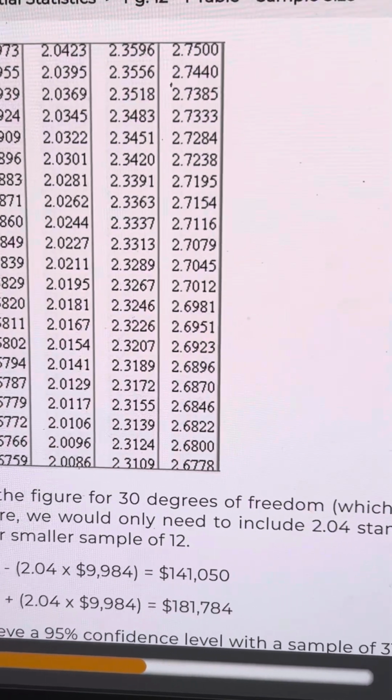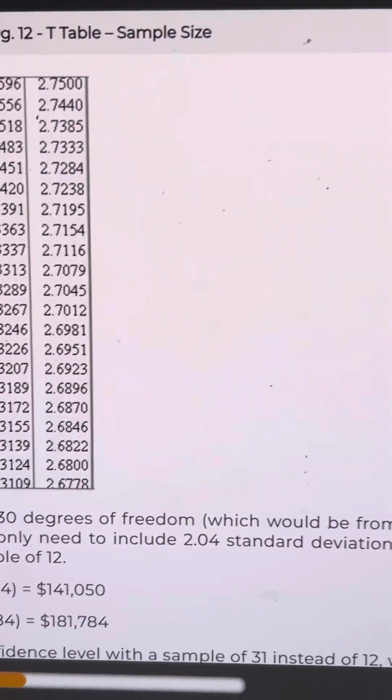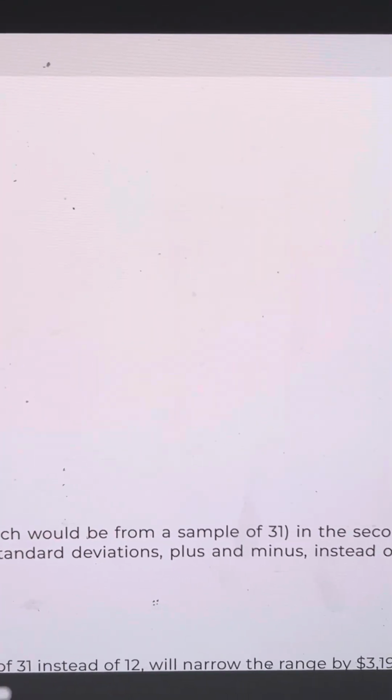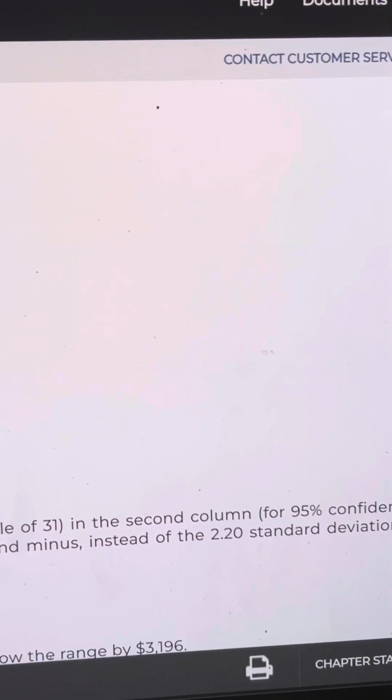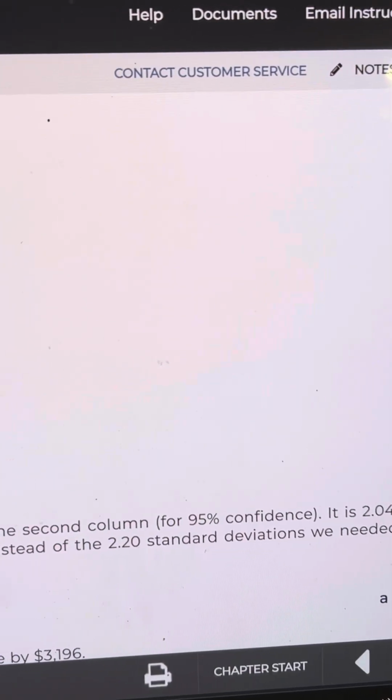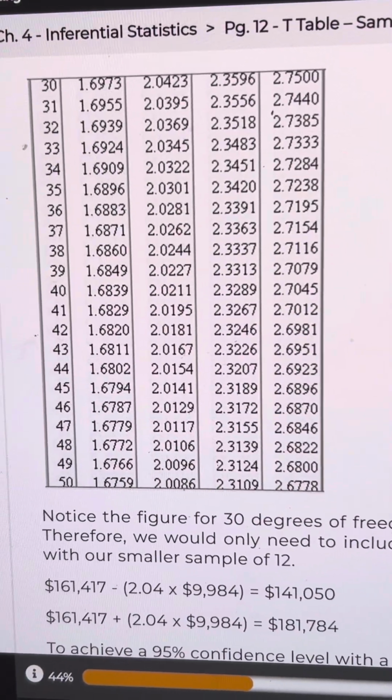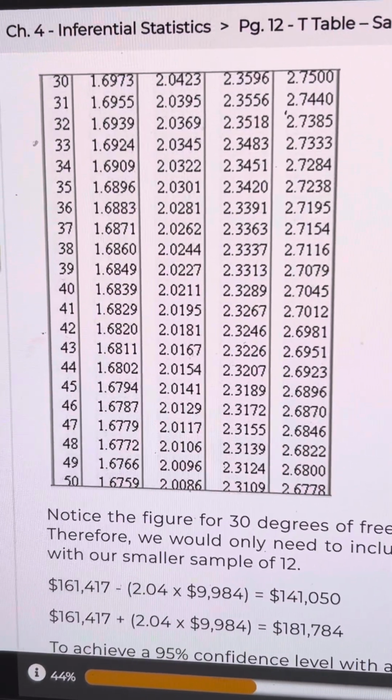Therefore, we would only need to include 2.04 standard deviations, plus and minus, instead of the 2.20 standard deviations we needed with our smaller sample of 12.